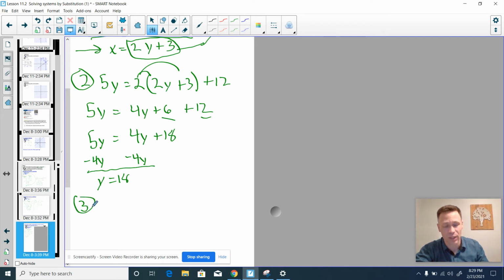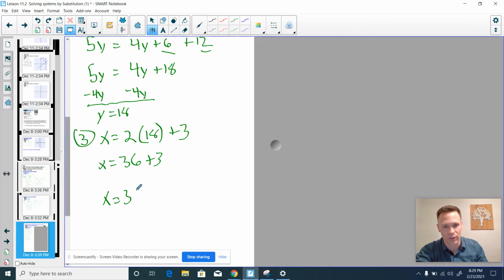Okay, step 3. X is going to be equal to 2 times, instead of y, I'm going to write 18 plus 3. X is then equal to 2 times 18 is 36 plus 3, and I get x is equal to 39. So my systems of equations, my solution is 39, 18.